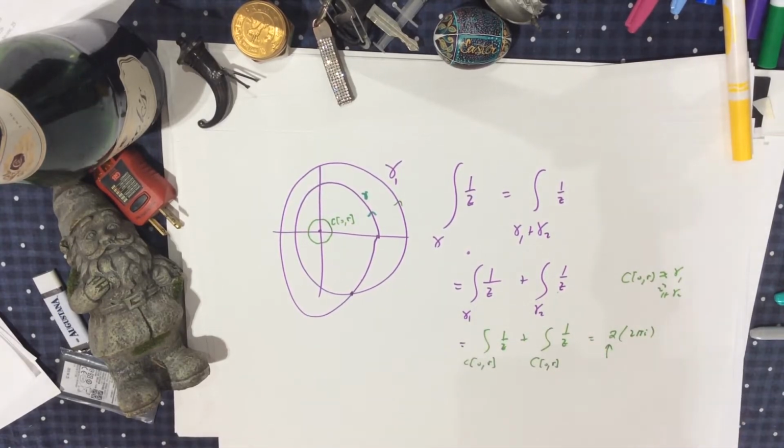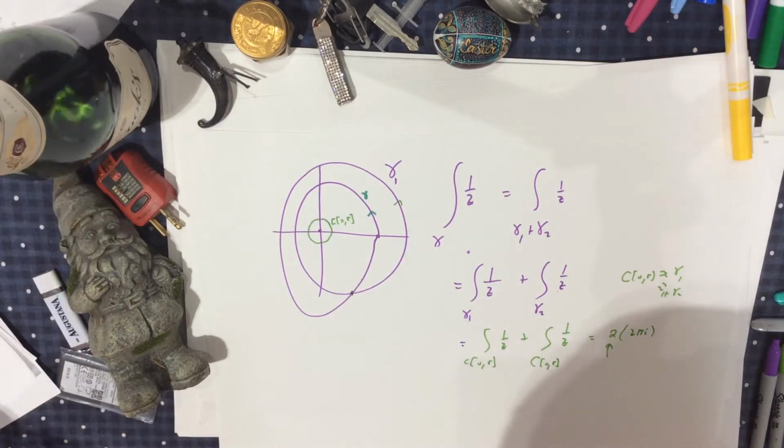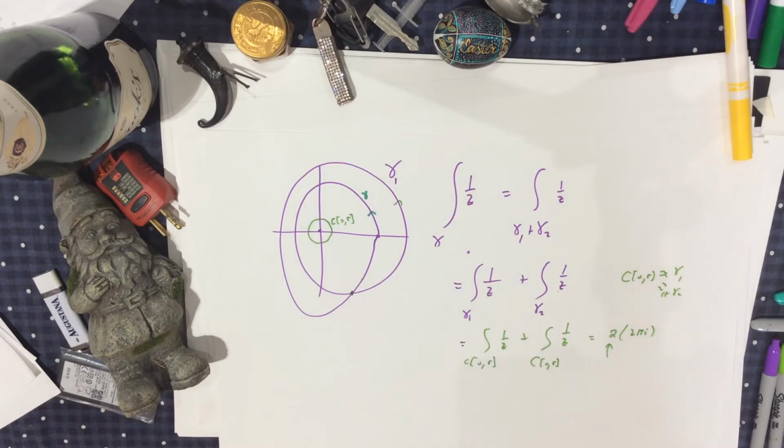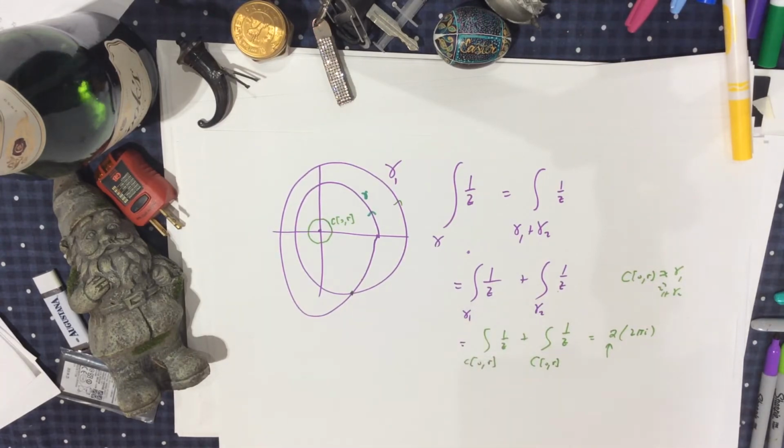This is actually called the winding number of this problem. What's happening is this problem is really doing two things. It's evaluating an integral, but it's also counting the number of times that we are going around the 0 for the function 1 over z. This is frequently referred to as a winding number.